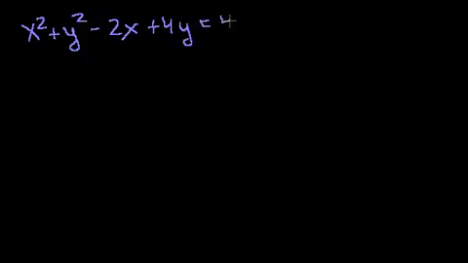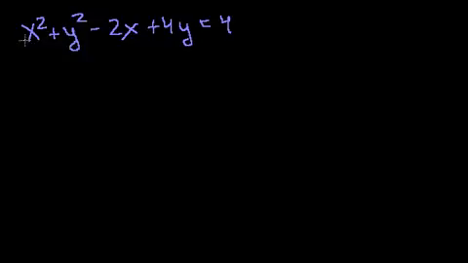Let's see if we could do a couple more of these conic section identification problems. So I have this problem, x squared plus y squared minus 2x plus 4y is equal to 4. The first thing I like to do is try to figure out what type of conic section this will be. This is my x squared term, my y squared term. They're on the same side of the equation, and they both have positive coefficients. So this tells me that we're going to be dealing with an ellipse.